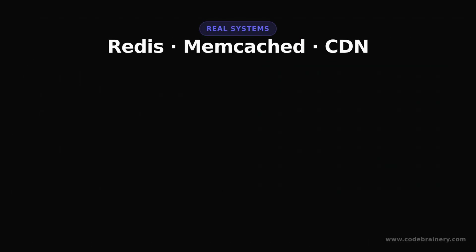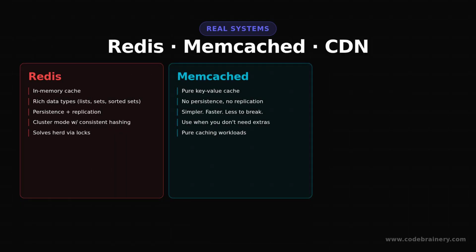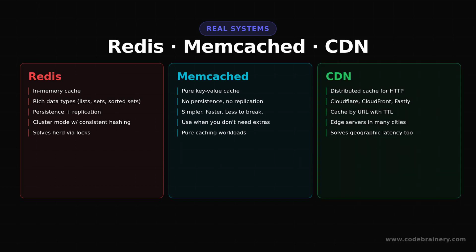Let's land this in real tools. Redis, the most popular in-memory cache. Complex data types, persistence, replication, clustering. Works as both a cache and a key-value database. Has features for solving the herd problem. Memcached, simpler. Just key-value pairs, no persistence, no replication. Faster for pure caching workloads. Less to think about, less to break.